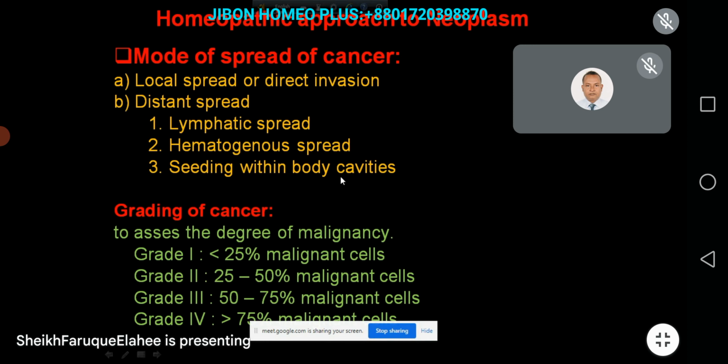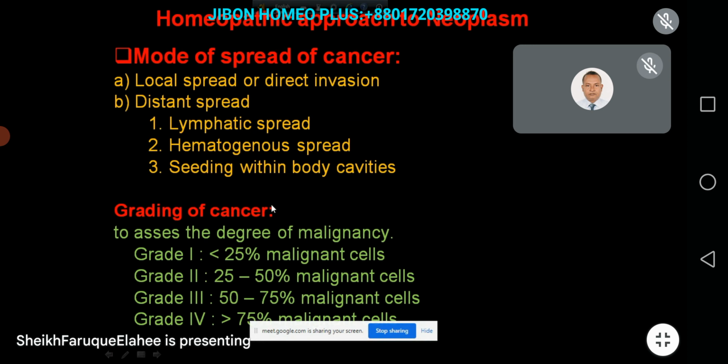And seedling within the body cavity. Seedling means if there is a cancer of the liver, this will make small seedlings, small cells. This will flow in the abdominal fluid, and this will settle on the ovary. So from the cancer in the liver, there will be cancer in the ovary. This is called seedling within the body cavity.